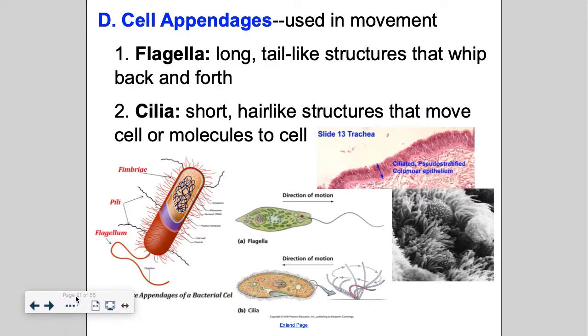Okay, some cells can have appendages. An appendage is kind of like a limb. Like for us, our appendages would be our arms and our legs. Well, cells can have appendages too, and they're used in movement. There are two types of cell appendages I want to discuss here.